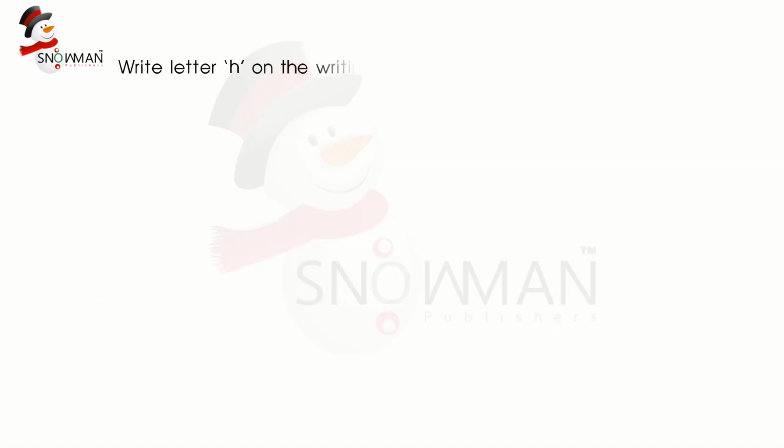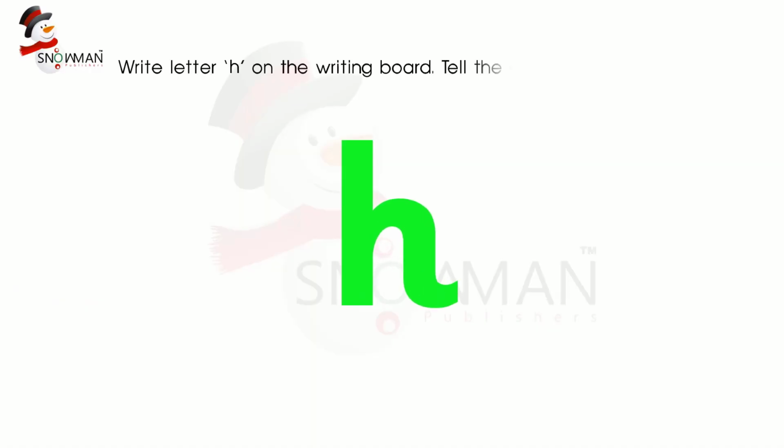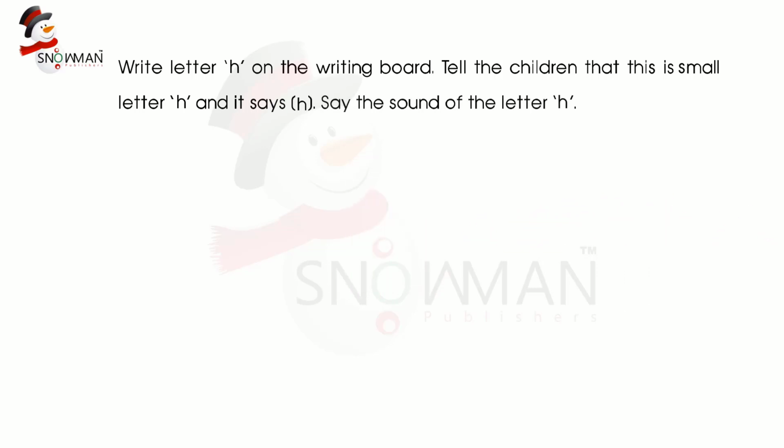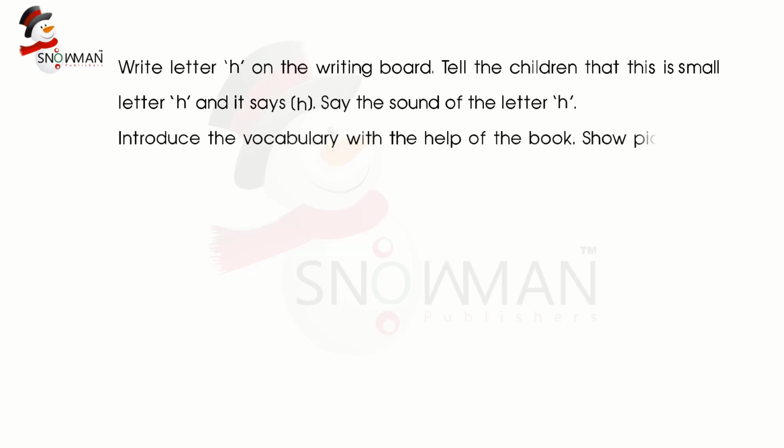Write letter H on the writing board. Tell the children that this is capital letter H and it says H. Say the sound of the letter H. Introduce the vocabulary with the help of the book. Show pictures and say words with their initial sound.